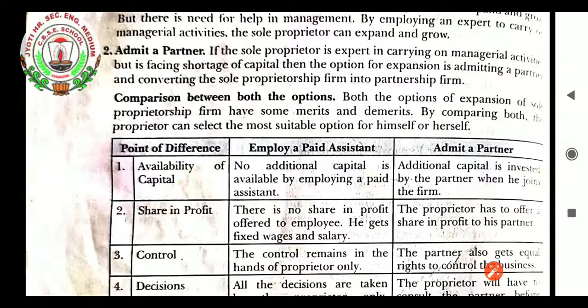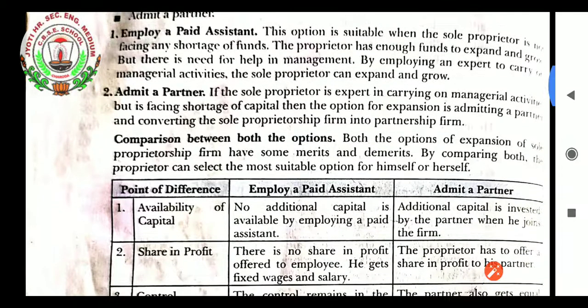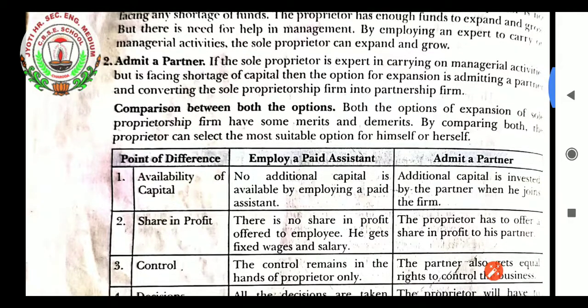So here is the situation where there is a shortage of capital for the expansion of business, and we need the help of another person who can bring capital and invest in the business. It is considered as admitting a partner. This way the sole proprietorship business can be expanded.